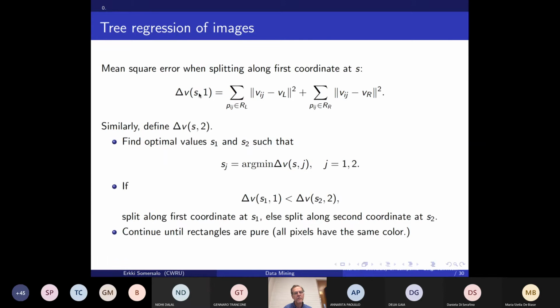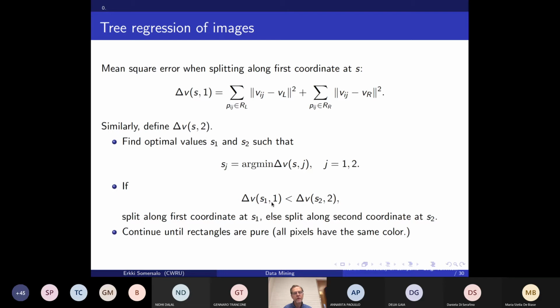So here is the idea. You're minimizing. This one here is referring to that I'm cutting along the first coordinate axis. So I can also cut along the second coordinate axis. And then I'm looking at the mean square error, which in this case is simply the pixel values minus the mean value over the left and over the right rectangles. And then I calculate the same thing for all splits in the second direction. I'm choosing Sj for both of these j values to minimize the least square error.